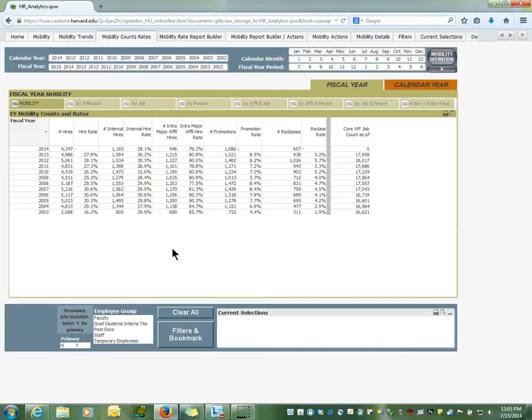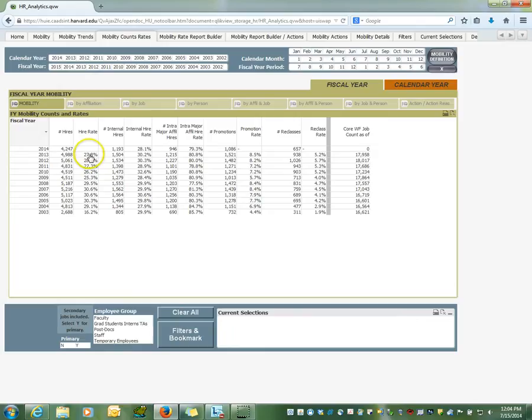This page presents the mobilities counts and rates. So you can see that for all of mobility actions, you can see the hires, the hire rate, the internal hires and rate, the intra-major affiliation hires and rate, promotions and rate, and reclassifications and rates. Lastly, I present the core workforce job count as of the fiscal year end in this chart, and the calendar year end in the burnt orange charts.